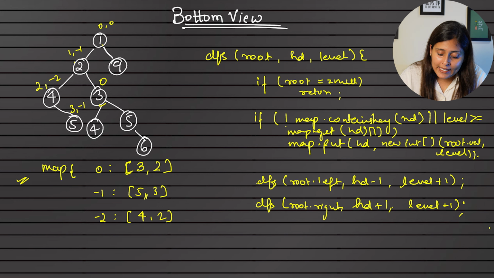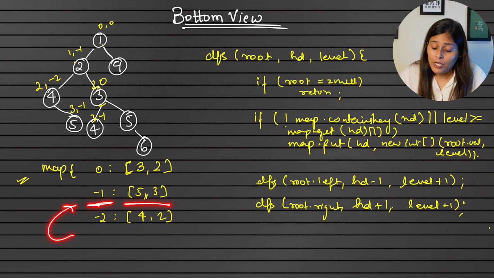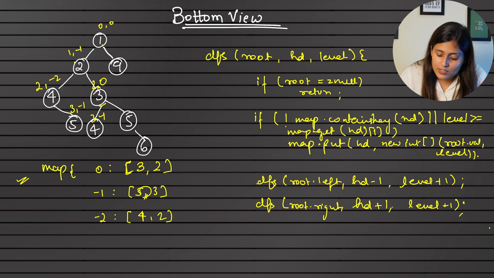For 4, the index is minus 1, level is 3. Correct. Yes. So again here we will check for minus 1 we already have. But is the level greater than or equal to? Because of equal to, we will override this with 4. So again this will get overridden with 4 and level 3.